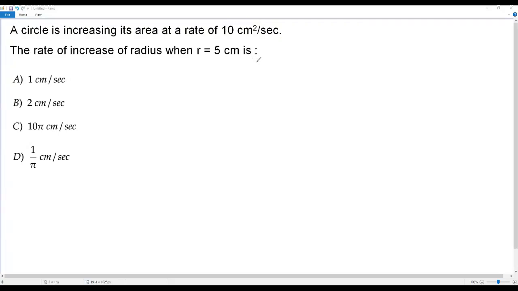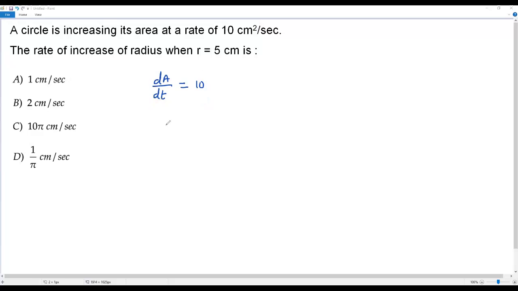So how can we write this using derivative? That is dA over dt. Here A refers to the area of the circle and t refers to time in seconds. So dA means derivative of A, that means change in area with respect to change in time. So this is equal to 10, the value we have over here. Now we have written the rate of increase of area of the circle as the derivative dA over dt.